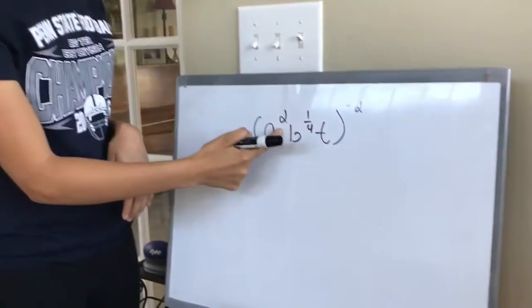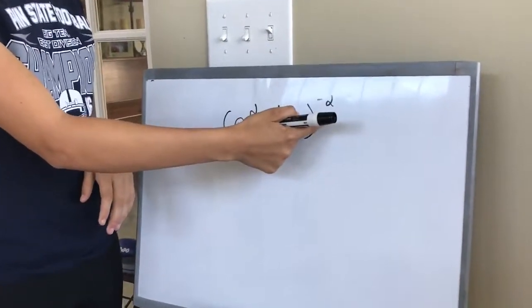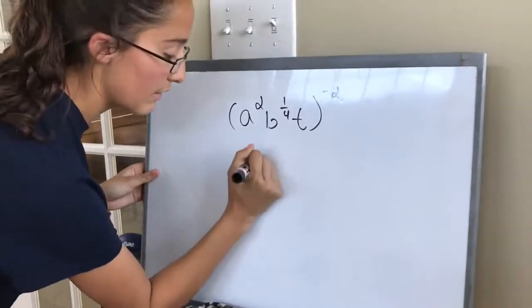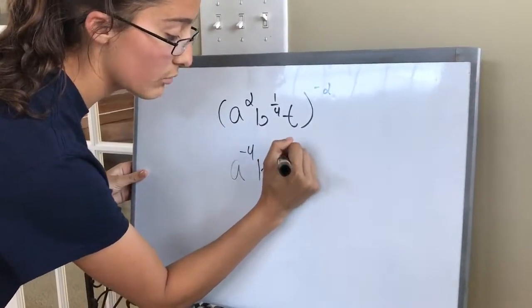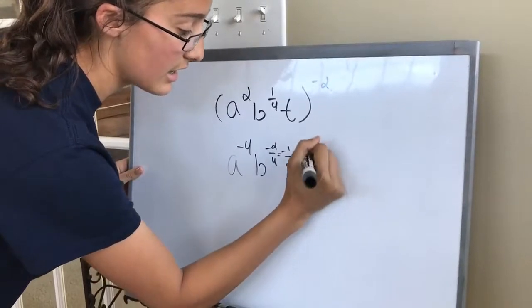First we have a squared, b to the 1/4, and t all to the negative second power. So first what we're going to do is distribute the negative 2. So we have a to the negative 4th, b to the negative 2/4, which is also equal to b to the negative 1/2, and t to the negative 2.